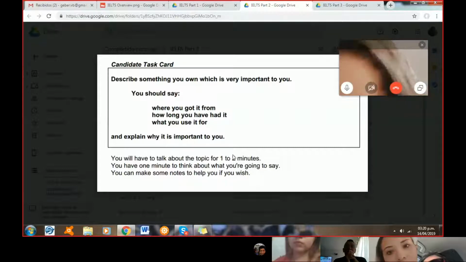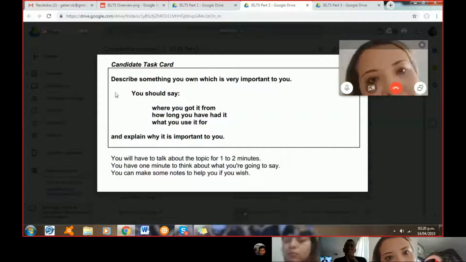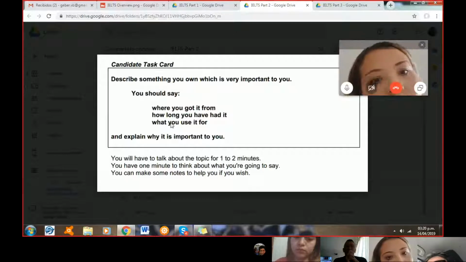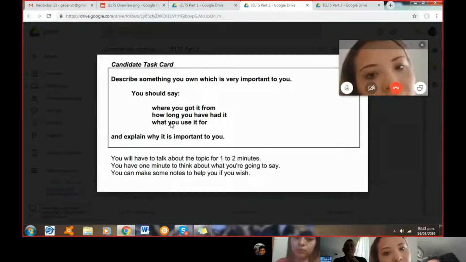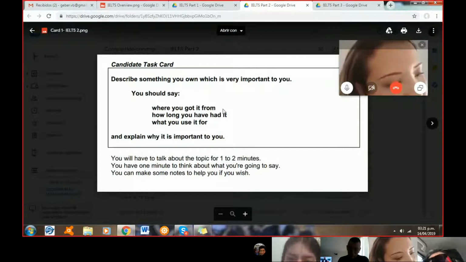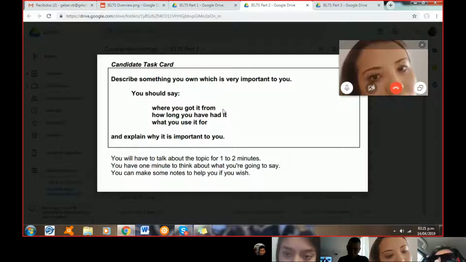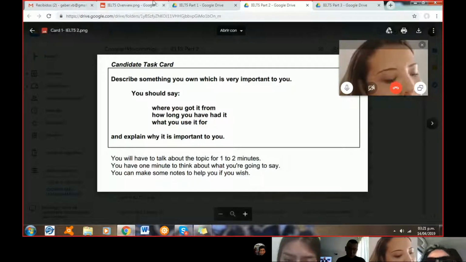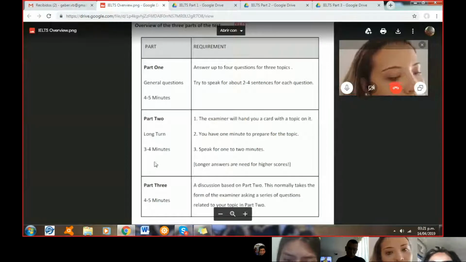But before you go there, on your computer you can take some notes because the card will be given to you for 1 minute. Then you can read it, and start writing your answers or the hints you want to be reading. That's the whole thing here. You will have 1 minute to prepare, and then the examiner will tell you, okay, your 1 minute is up, now start talking. That is part two.